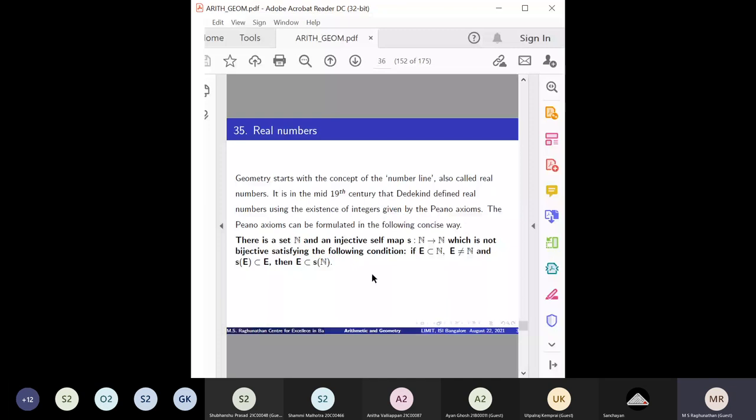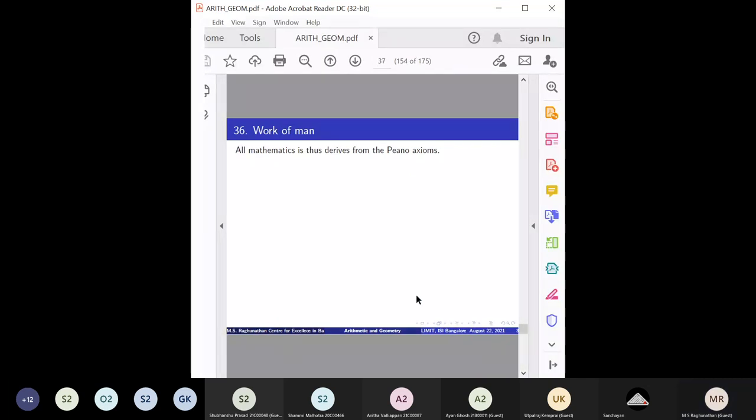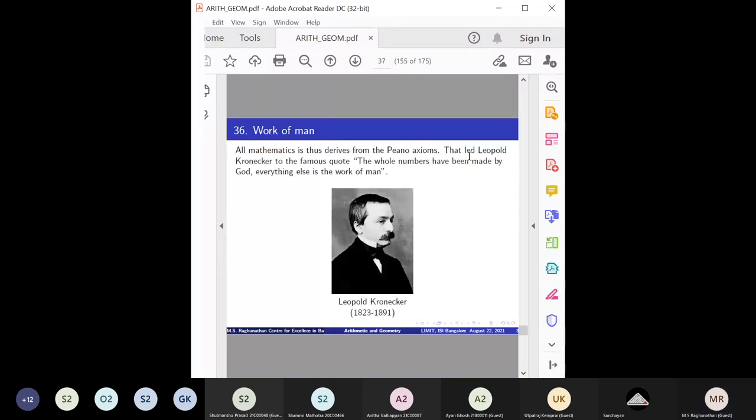So all geometry is based on Peano's axioms. You need Peano's axioms to develop arithmetic, and arithmetic goes into the definition of real numbers. So all geometry is based on Peano's axioms, and therefore all geometry is really derived from arithmetic. All mathematics is therefore derived from the Peano axioms. This fact led Leopold Kronecker, one of the greats of the 19th century, to the famous quote, "The whole numbers have been made by God, everything else is the work of man."